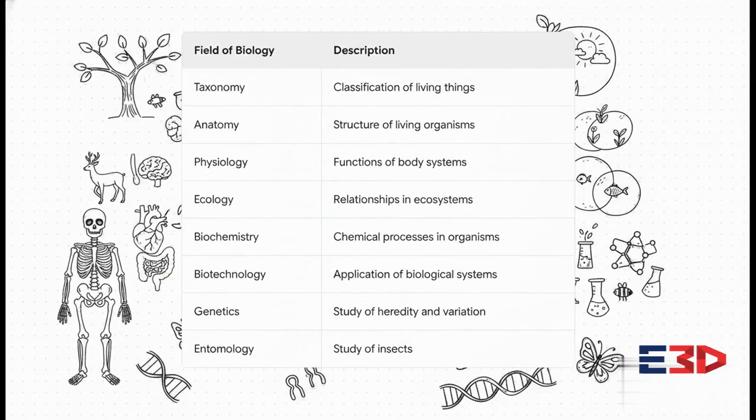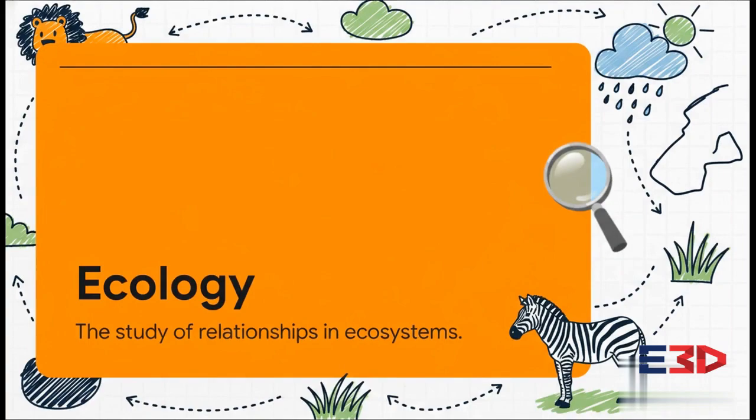Some of these fields are all about the what is it and how is it built questions. Things like taxonomy, which is the science of classifying life, or anatomy, the study of structure. Others ask, how does it all work? That's where you get fields like physiology, which looks at function, or biochemistry. And then you've got super modern fields like biotechnology, where we use all this knowledge to create new tech. Every single one is a different window into understanding life. Let's just pull out a few of these so you can see what I mean.